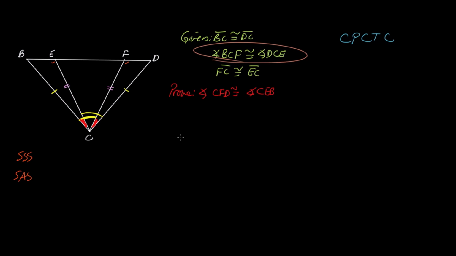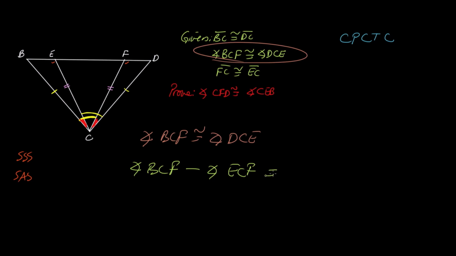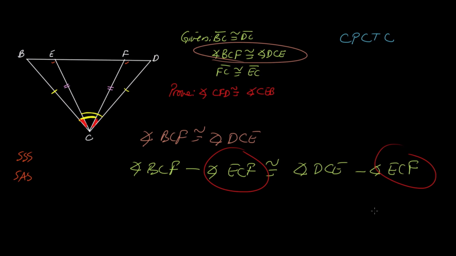So, for example, how do we know that? Because we're given that angle BCF is congruent to angle DCE. That means that angle BCF minus angle ECF is going to be congruent to angle DCE minus angle ECF. That is, if you take away the same angle from both sides, the resultant has to be congruent because of the subtraction postulate for congruent angles.